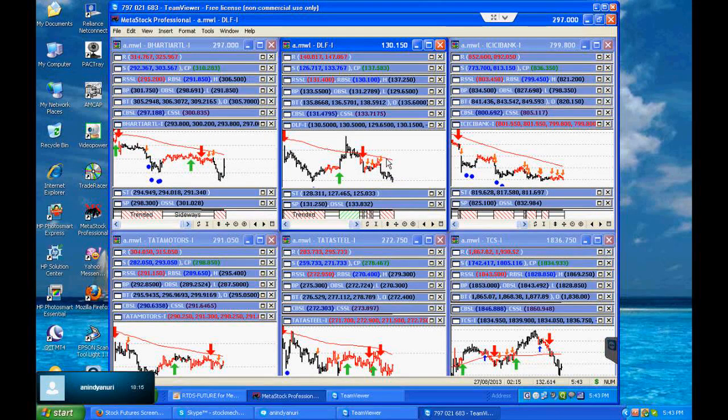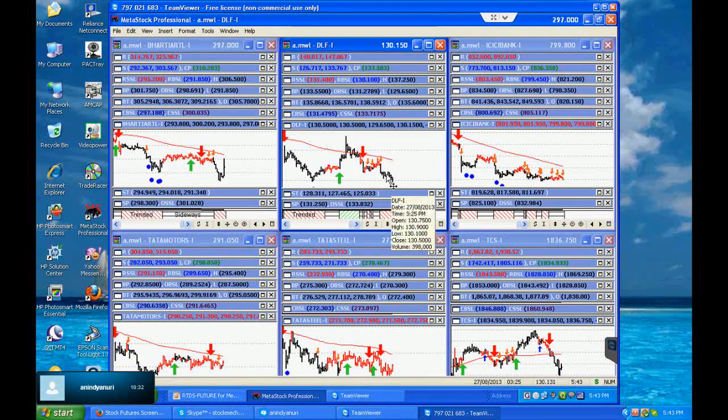Then only you will have these re-entry cells. Otherwise it will not. Okay. Now this sell signal was there, and here the targets at that time were 128.30, 127, and 125. So it is over.